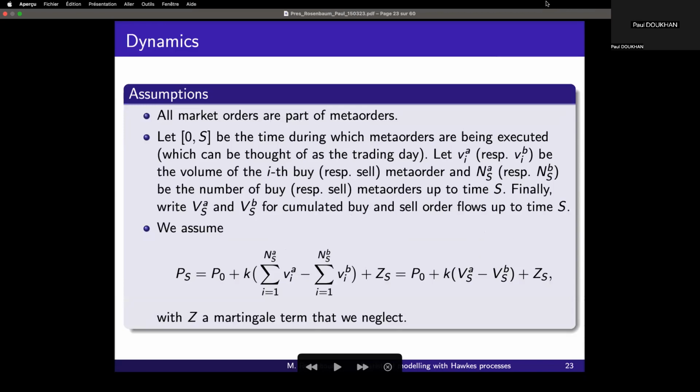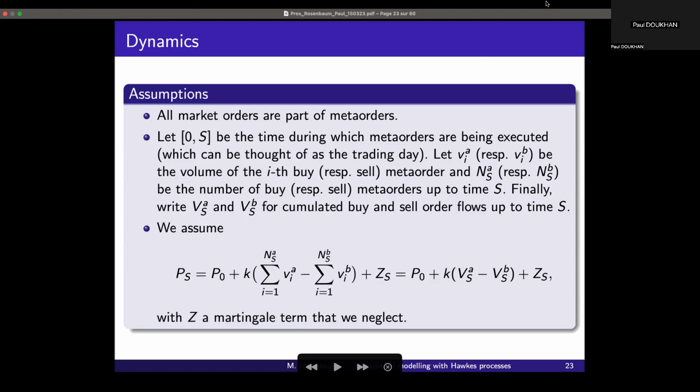So knowing that the permanent market impact is linear, and assuming that all I have on the market is people doing meta orders, what is the price at the end of the day? The price at the end of the day is the sum of all the impact of my buy meta orders. So for example, here the buy meta order i has a volume V_i. So you have the impact, which is K times V_i for all the buy meta orders, minus the impact of all the sell meta orders.